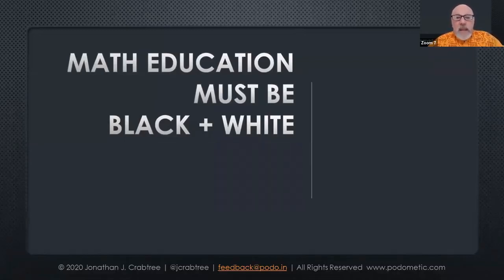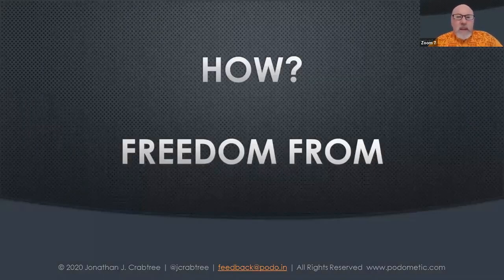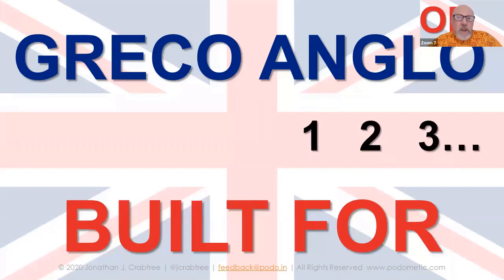So math education must be black and white. How? Well, what about freedom from British arithmetic, which is built upon Greek foundations, typically from the ideas of Pythagoras and Euclid and Nicomachus and so on. But the British mathematics foundations were based on ancient Greek foundations, which didn't have a concept of zero. Number one wasn't considered a number either, and they definitely had no concept of negative numbers. So the British maths that's been around pretty much for the last 500 years has been really built for 1, 2, 3, 4, and so on. And it's simply not fit for purpose.